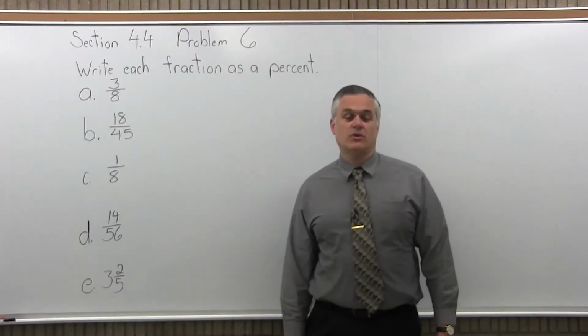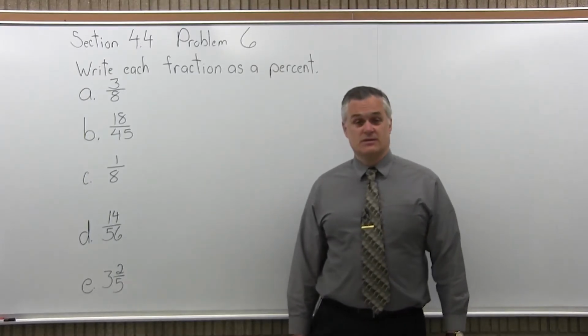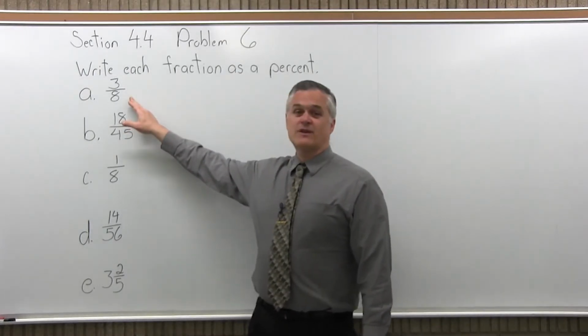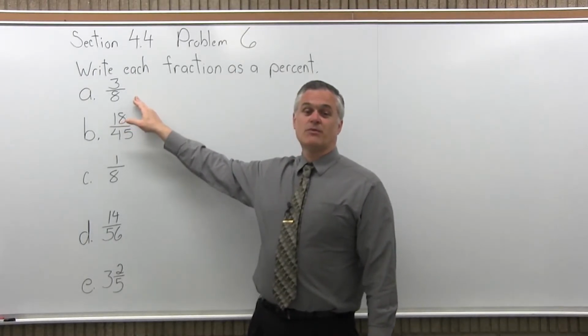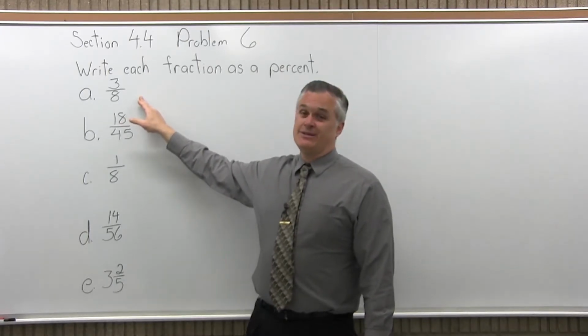This is Section 4.4, Problem 6. It says write each fraction as a percent. And we start with 3/8. Typically when I have a fraction like this, if I can, I like to find something where I can multiply to make the denominator become 100. Unfortunately, with the 8, I can't put it into 100 evenly.